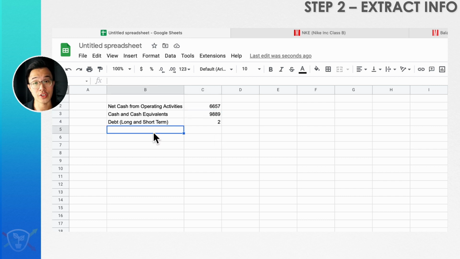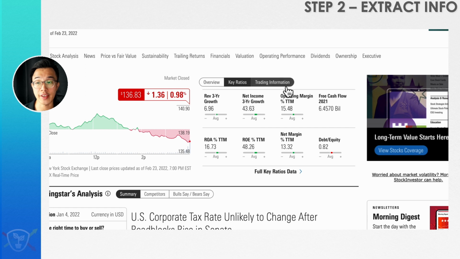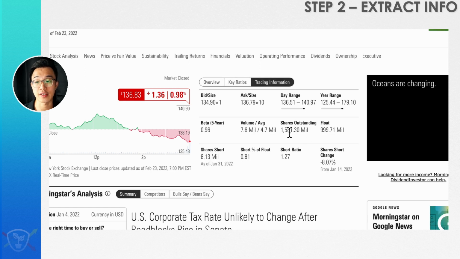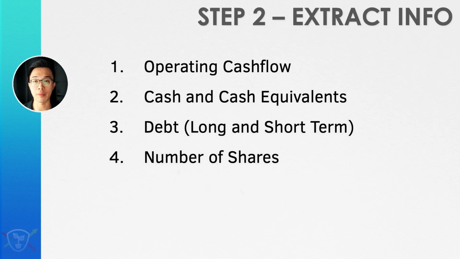The last piece of information we need to extract is the total number of shares of the company that is being traded on the market. We find that information back in Morningstar under trading information, and we see that the shares outstanding is about 1.6 billion. So we write that here, 1581. So there we have it. This is step 2, the extraction of these pieces of information from the financial statements that we're going to be using in our DCF valuation calculation.